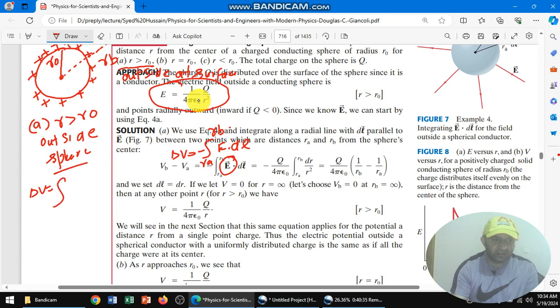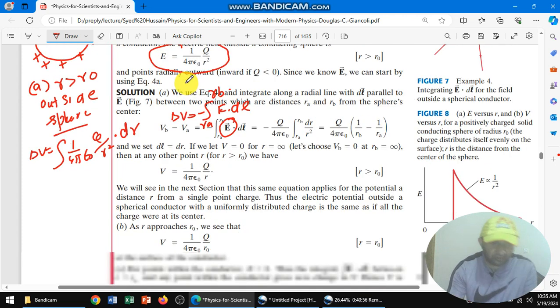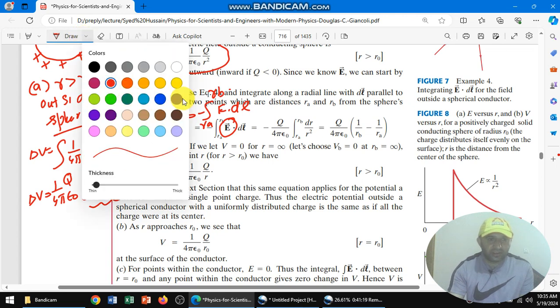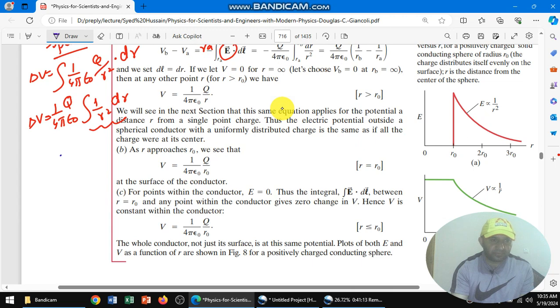The integral of 1 over 4 pi epsilon naught q over r square into dl. Instead of dl we can write dr, because the distance is dr. So the constant terms are taken outside, 1 over 4 pi epsilon naught q, and the integral of 1 over r square into dr. So first I solve the line integral of 1 over r square. Separately, 1 over r square is r to the power minus 2 into dr. We can apply the simple power rule.